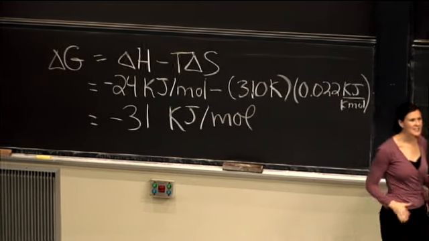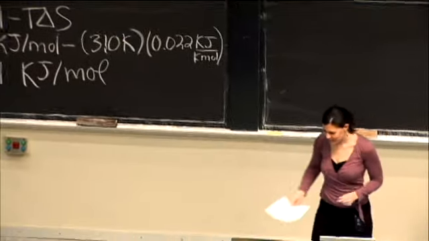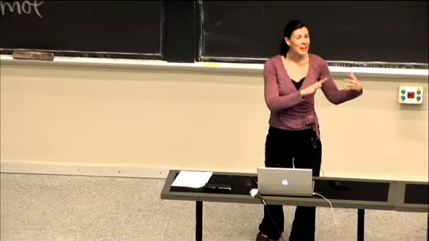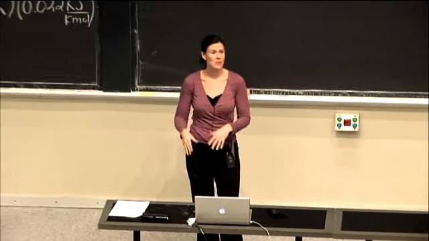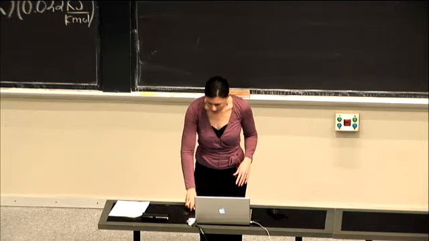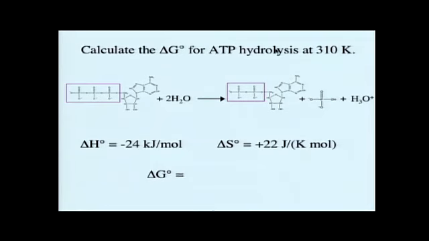All right, so again, this is good. We got a negative number. That's what we were expecting. So that means that we will have energy available to use if we hydrolyze ATP and couple it to another reaction here. So what we saw for our delta G: negative 31 kilojoules per mole.